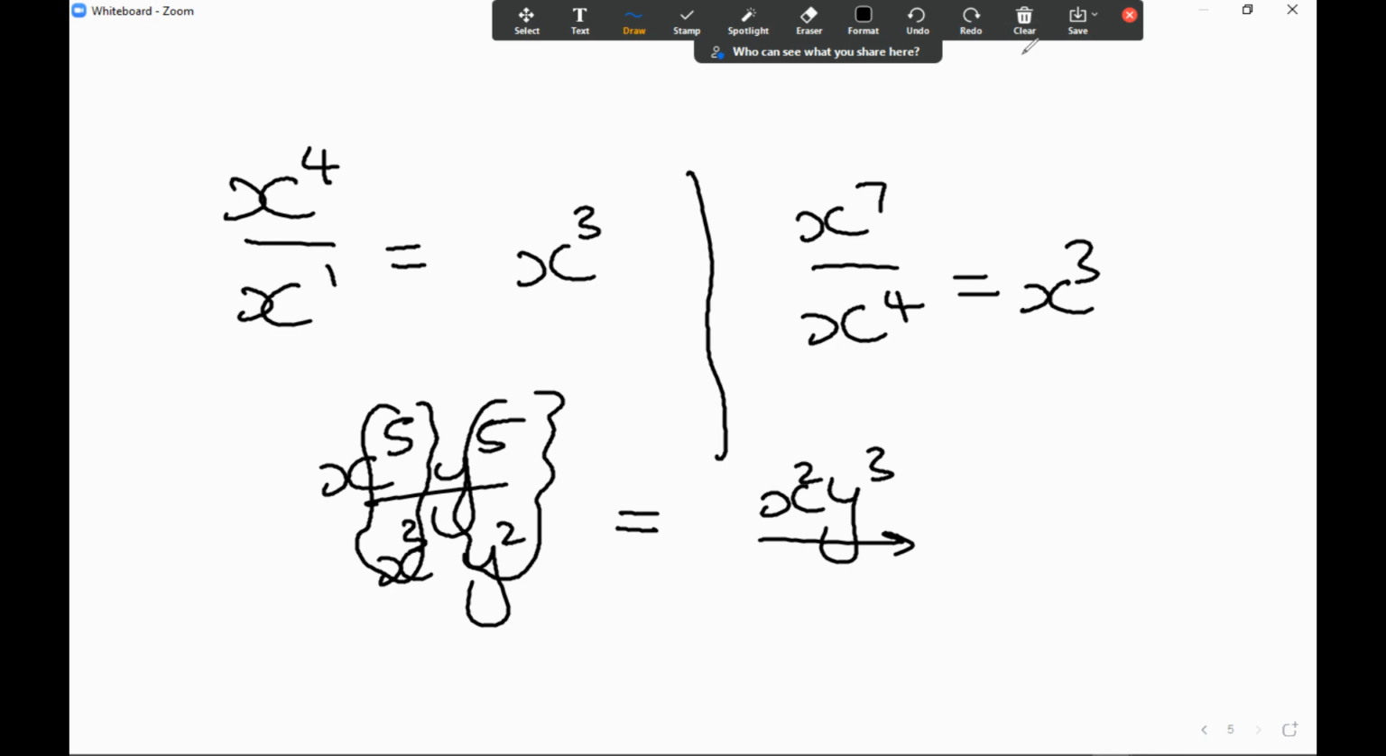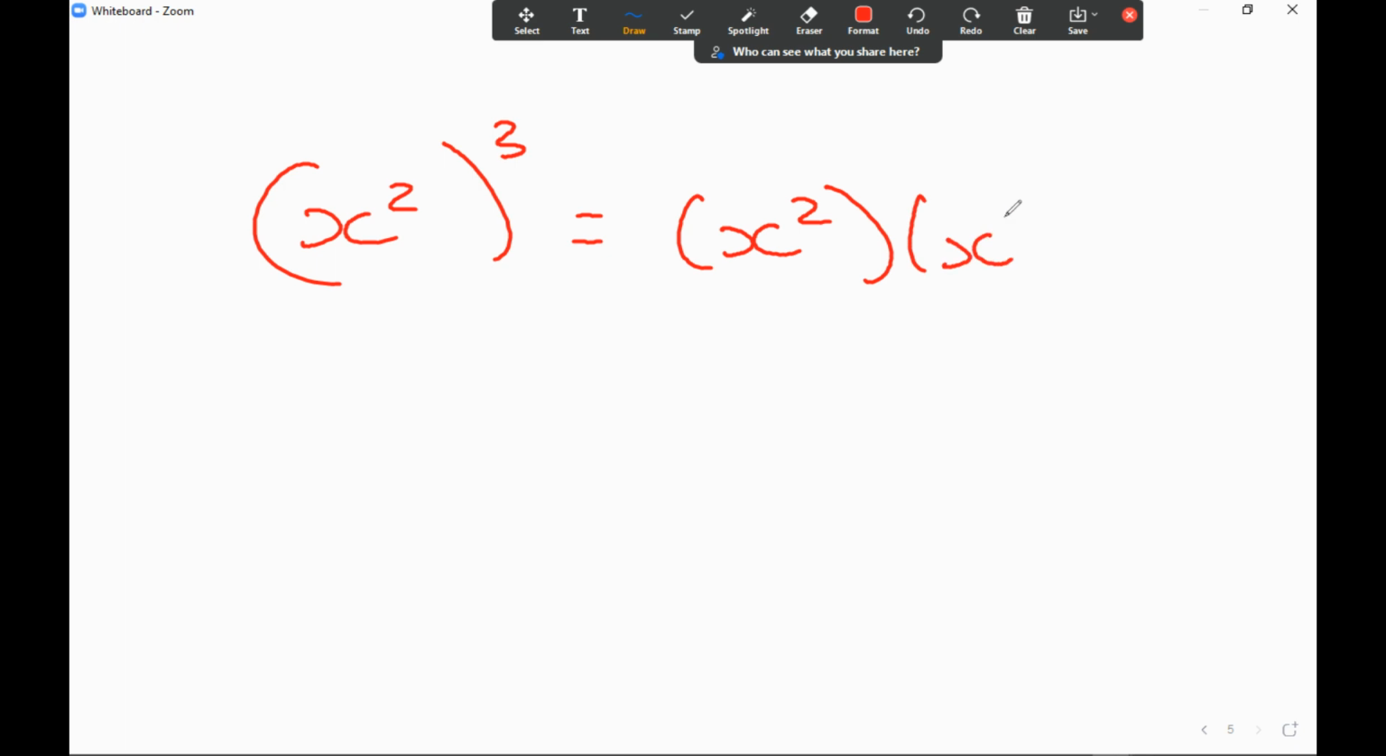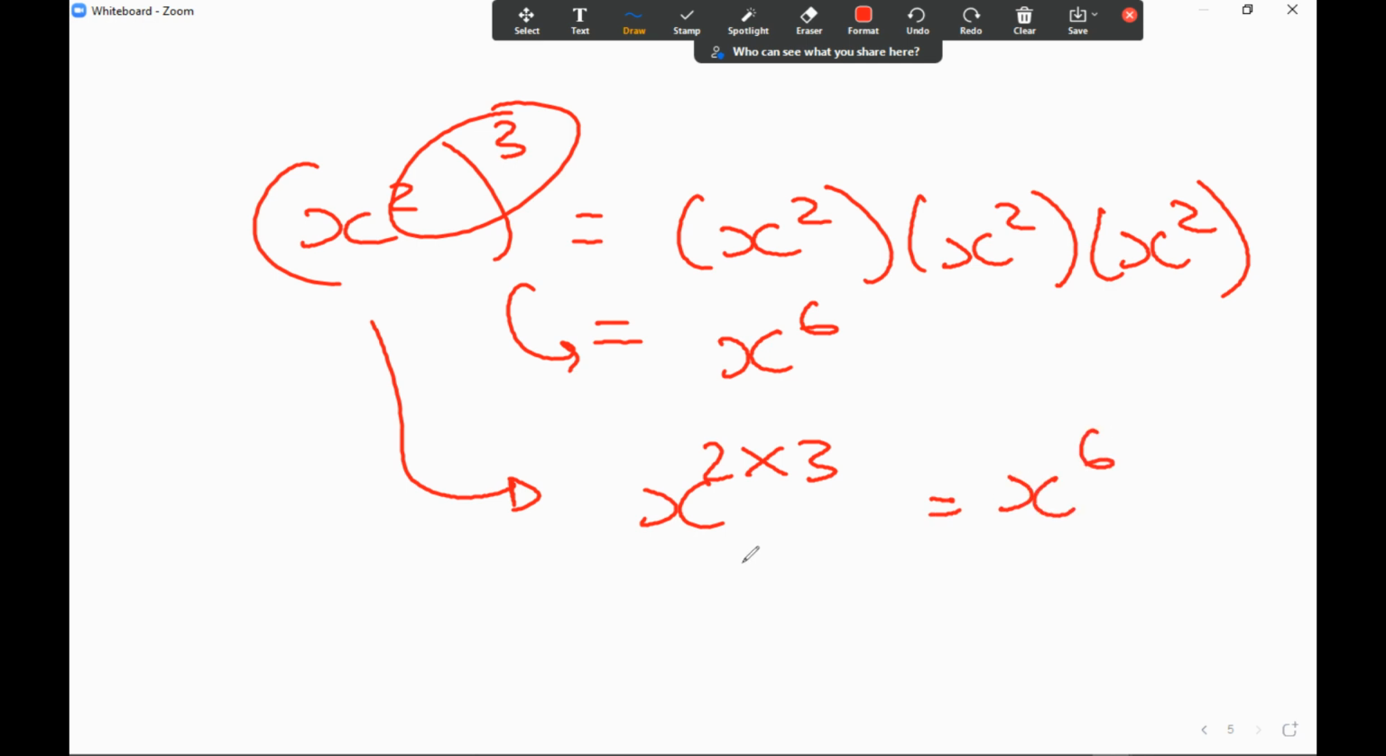The next thing is we have x to the power 2 actually in a bracket cubed. This is the same as writing it 3 times, and then we add it up, 2 plus 2 plus 2, which will get me 6. That's method 1, right? So method number 2, all you have to do is take those two numbers and multiply them, which will get you x to the power of 6. Same answer, right? But you just multiplied.